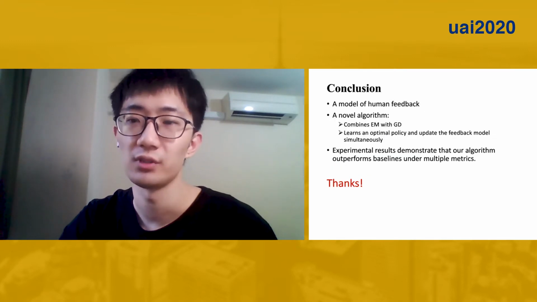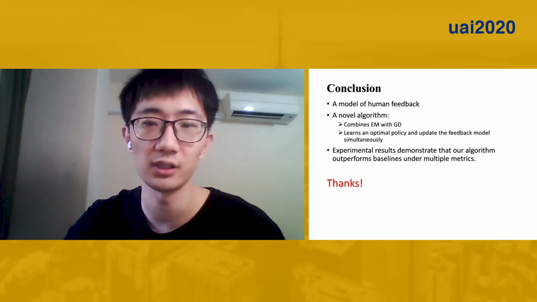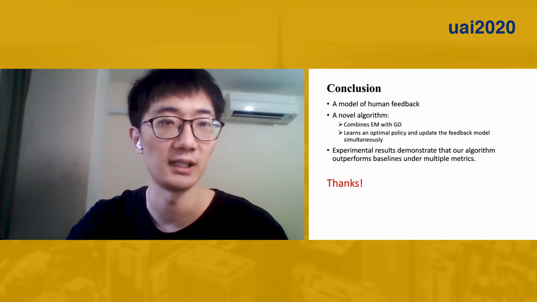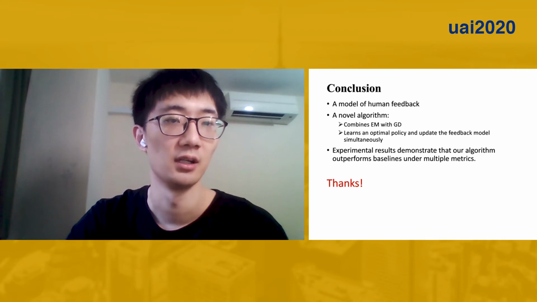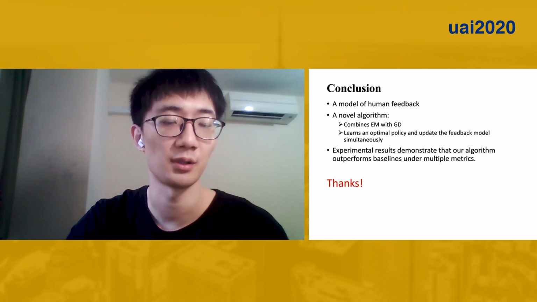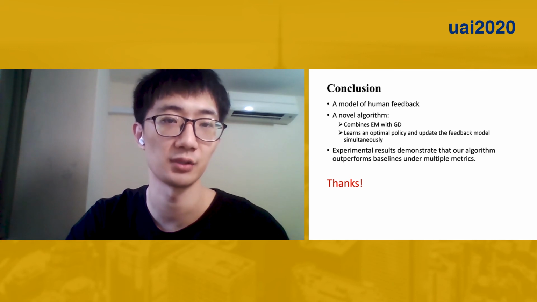In conclusion, we propose a new model of human feedback and an algorithm that combines EM with GD, which can learn the optimal policy and update the feedback model simultaneously. Our experimental results demonstrate that our algorithm outperforms baselines under multiple metrics.